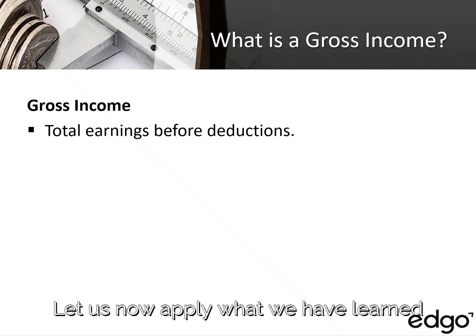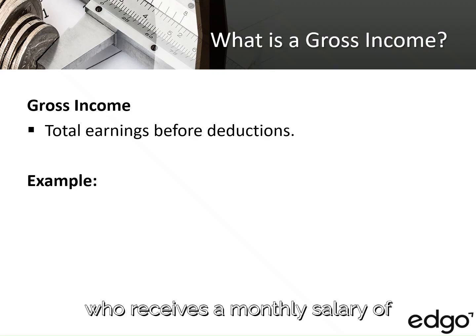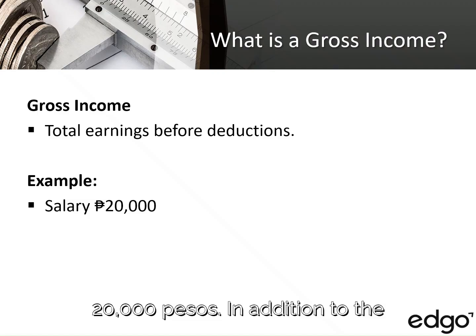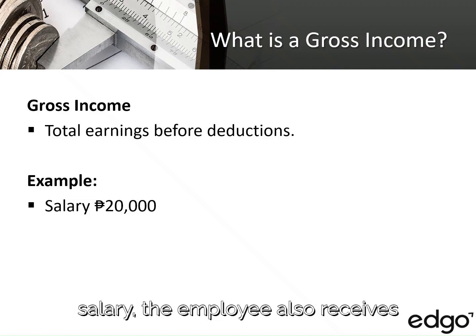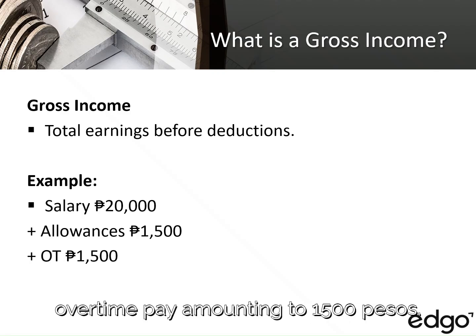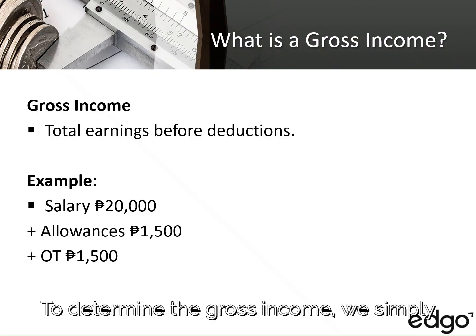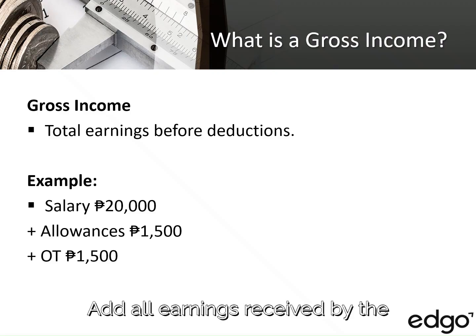Let us now apply what we have learned about gross income. Consider an employee who receives a monthly salary of 20,000 pesos. In addition to the salary, the employee also receives allowances amounting to 1,500 pesos and overtime pay amounting to 1,500 pesos. To determine the gross income, we simply add all earnings received by the employee.